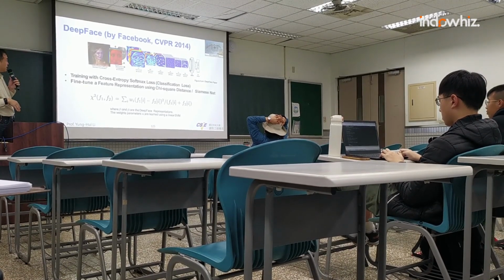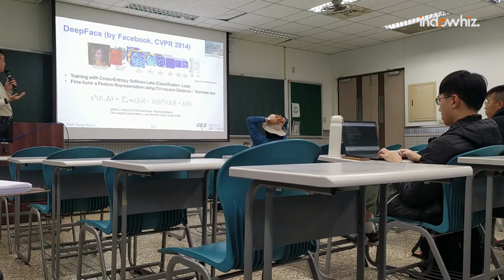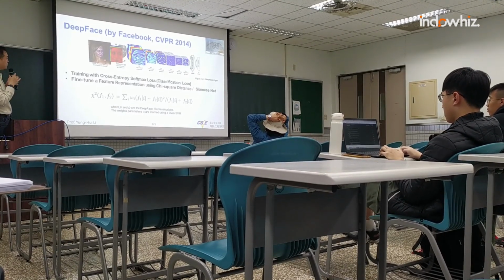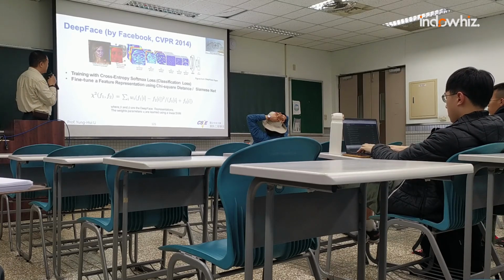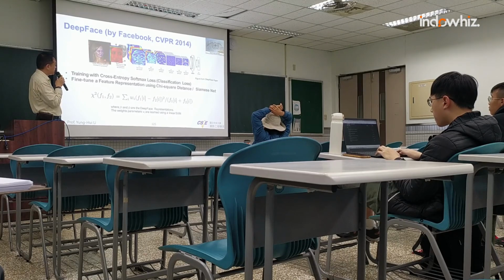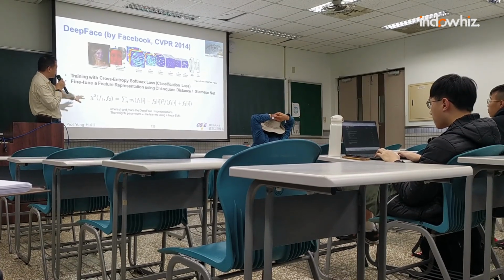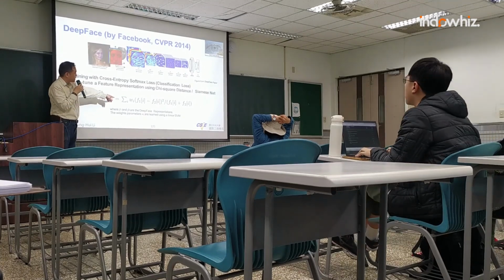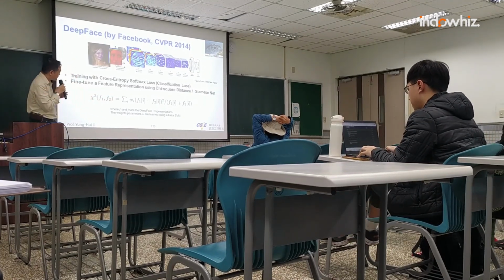And when it comes to computing the distance between different faces, they use a spatial measure called chi-square distance to compare the distance. So given two features, the chi-square distance is computed using this.